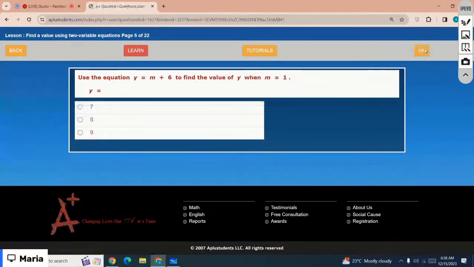Okay, the next one is use the equation y equals m plus j to find the value of y when m equals 1. So which is the correct option? The correct option is 7. 6 plus 1 equals 7.